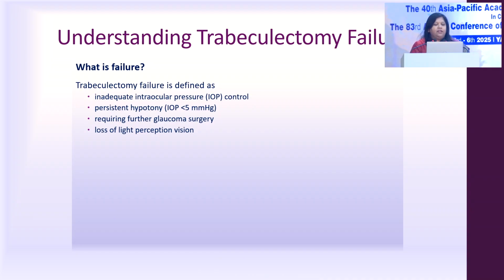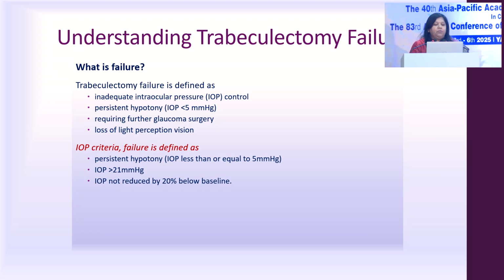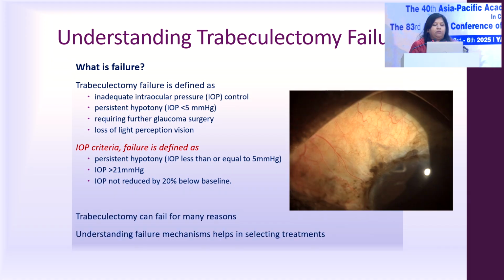So what is failure? Trabeculectomy failure is defined as inadequate IOP control, persistent hypotony, requiring further glaucoma surgery, and loss of light perception vision. The IOP criteria for failure are persistent hypotony, that is IOP less than or equal to 5 mmHg, IOP more than 21 mmHg, and IOP not reduced by 20% below baseline. So trab can fail for many reasons, and understanding failure mechanisms helps in selecting treatments.